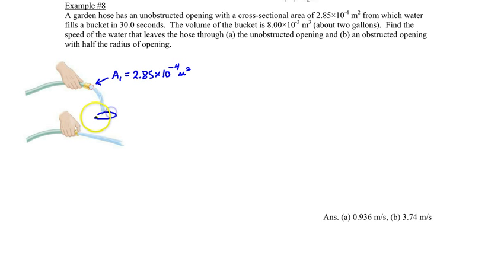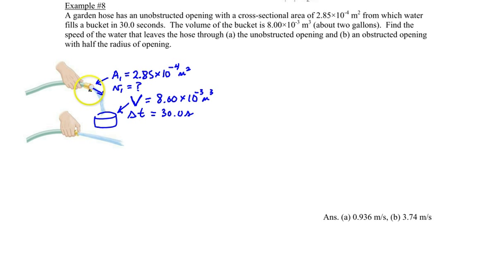So we'll draw a little bucket here, and a time of 30 seconds. And the volume of this bucket is 8 × 10^-3 meters cubed, and we'll use a capital V here to represent the volume. We're asked to find out how fast the water is leaving the hose, so we'll use a small letter v or a script v for that velocity. Just notice that I've distinguished between my two V's here.